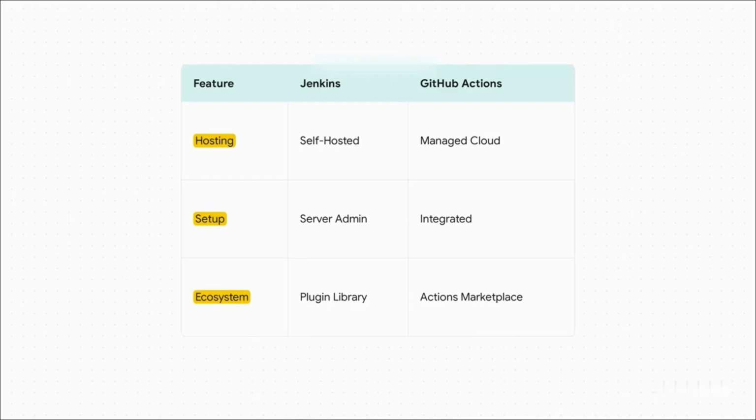And this table really nails the key differences. With Jenkins, you get total control, but you're also responsible for setting up and maintaining the server. With something like GitHub Actions, it's all managed for you. It's super easy to get going. It's that classic trade-off, right? Do you want ultimate power and control, or do you want speed and convenience?